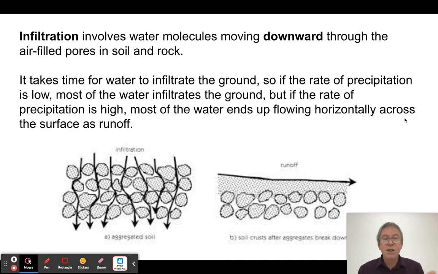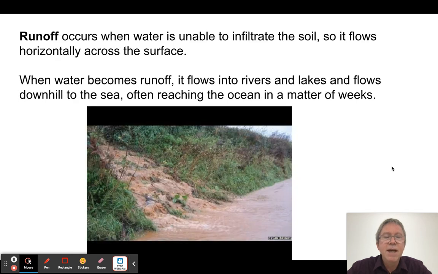Now, infiltration involves moving downward through these pores. It takes time, and because it takes time, if the rate of precipitation is too fast or the ground is tilted too much, then before the water molecules have a chance to get into the ground, they'll flow horizontally across as runoff. And runoff is something we typically have a negative view of. I mean, it is a natural process, but humans tend to make it happen a lot more than it needs to. And here are the problems associated with runoff.